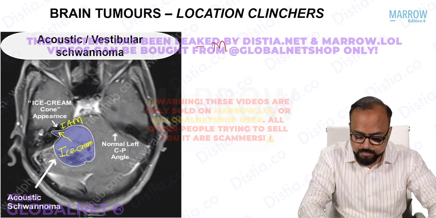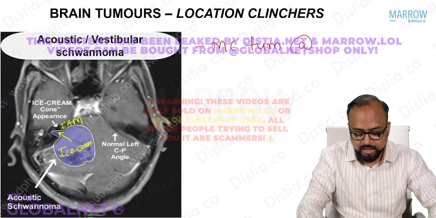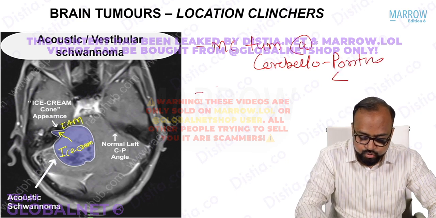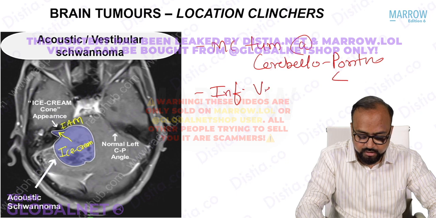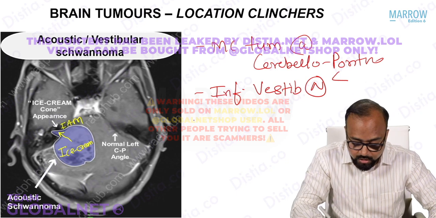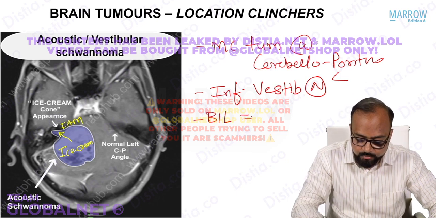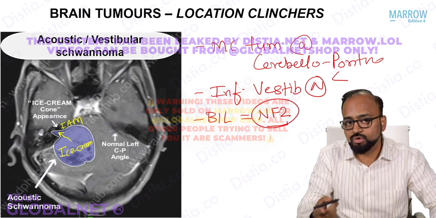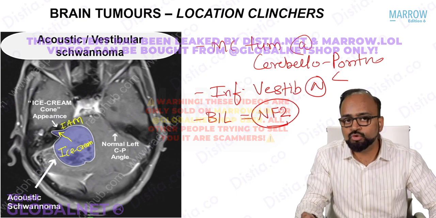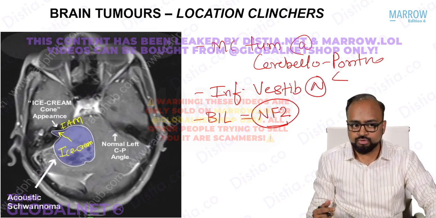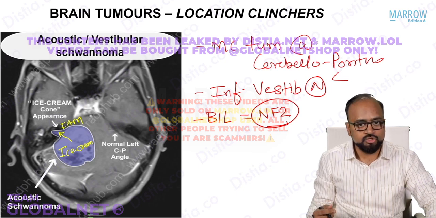This we have discussed is the most common tumor at the cerebellopontine angle, right? It usually arises along the inferior vestibular nerve. If you see bilateral acoustic schwannomas, then it is associated with neurofibromatosis type 2. This was the syndromic association question which was asked. Ice cream on cone appearance we have seen. It is also showing intense enhancement. Yes, so this is about acoustic schwannoma or vestibular schwannoma.